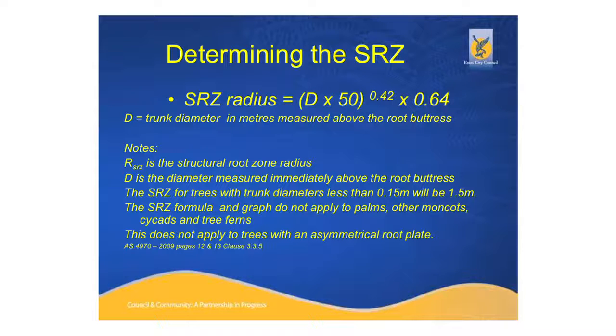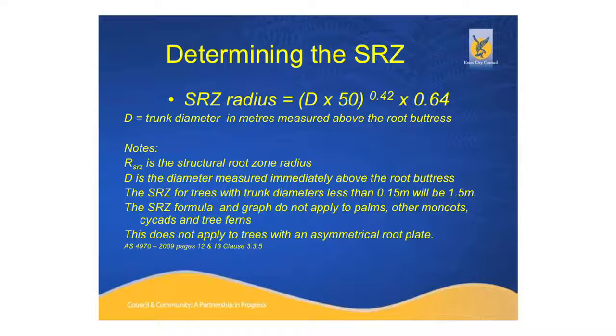The notes I've taken off the Australian Standard: RSRZ is the structural root zone radius. D is the diameter measured immediately above the root buttress, so it's not the same measurement as when you measure for the TPZ. The SRZ for trees with trunk diameters less than 0.15 metres will be 1.5 metres, so that's a starting point.